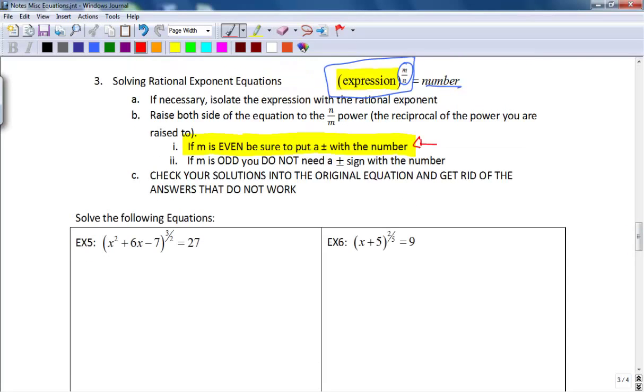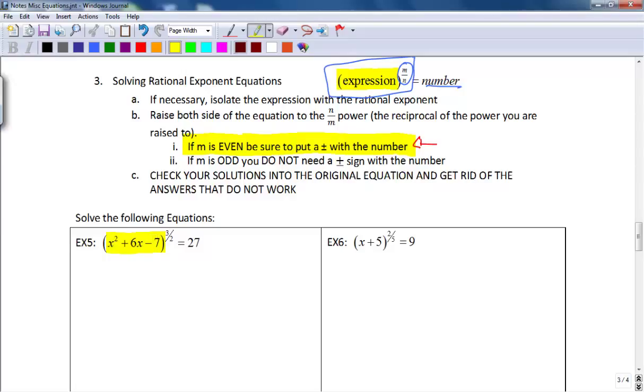Our very first example is example 5, which is x squared plus 6x minus 7, raised to the 3/2, equals 27. So step 1, isolate what you're raising to a rational exponent. Well, is what I'm raising to the rational exponent of 3/2 all by itself on one side of the equal sign? It sure is, so A is done.